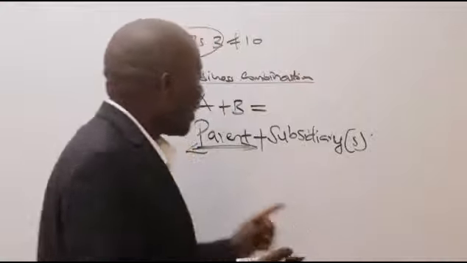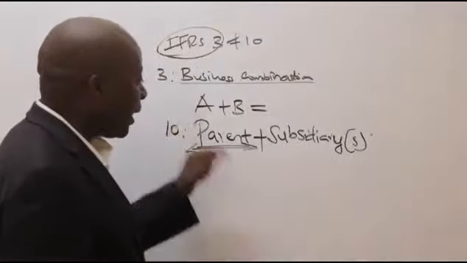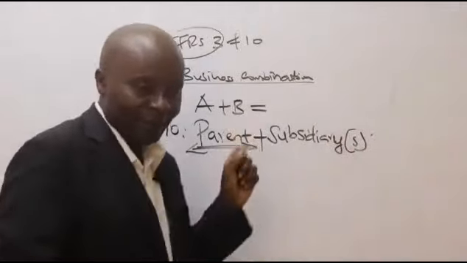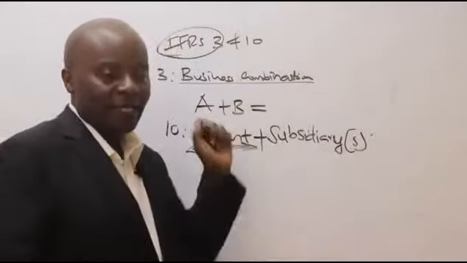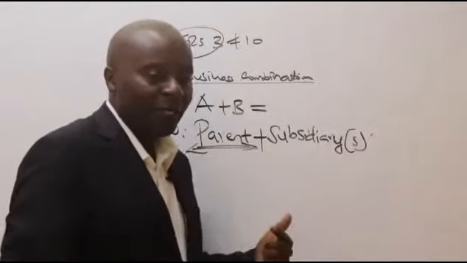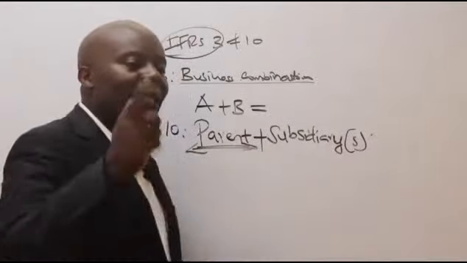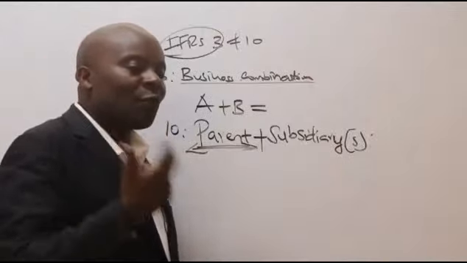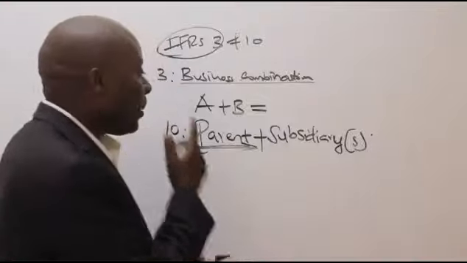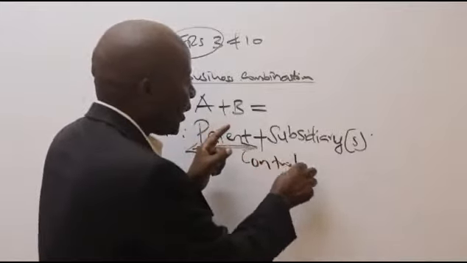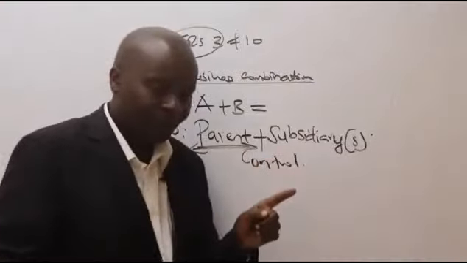Ladies and gentlemen, a parent basically is that particular company that is controlling another company. If I'm controlling my son, then I become a parent. And of course, a good parent, even if my son was to go to the university, I still should be able to exercise some form of control. So when you talk of a parent-subsidiary relationship, we are looking at what IFRS 10 calls the control aspect.